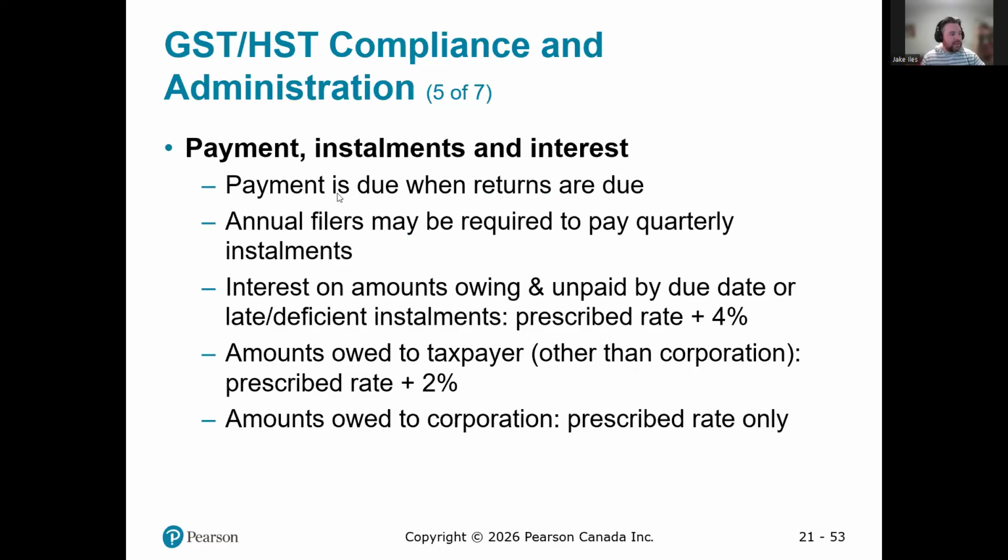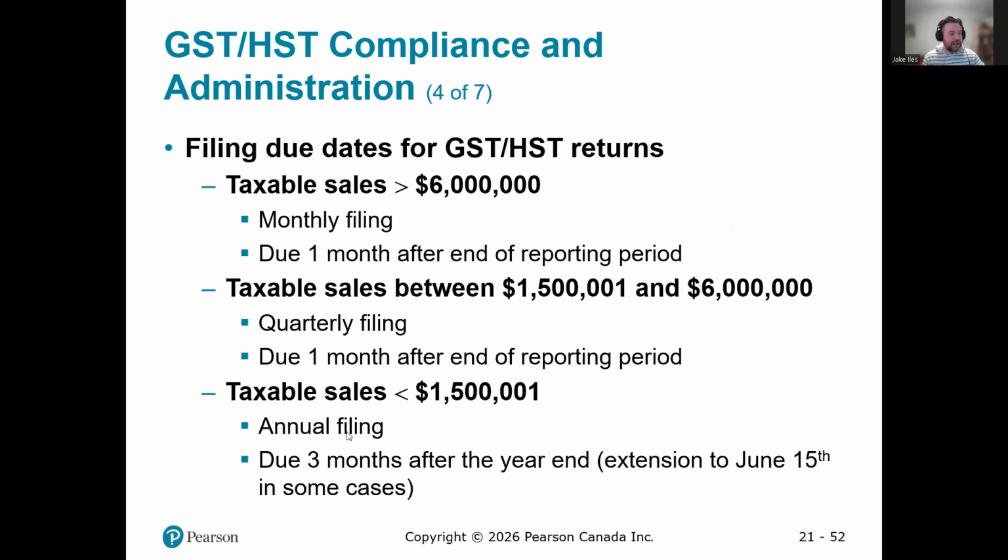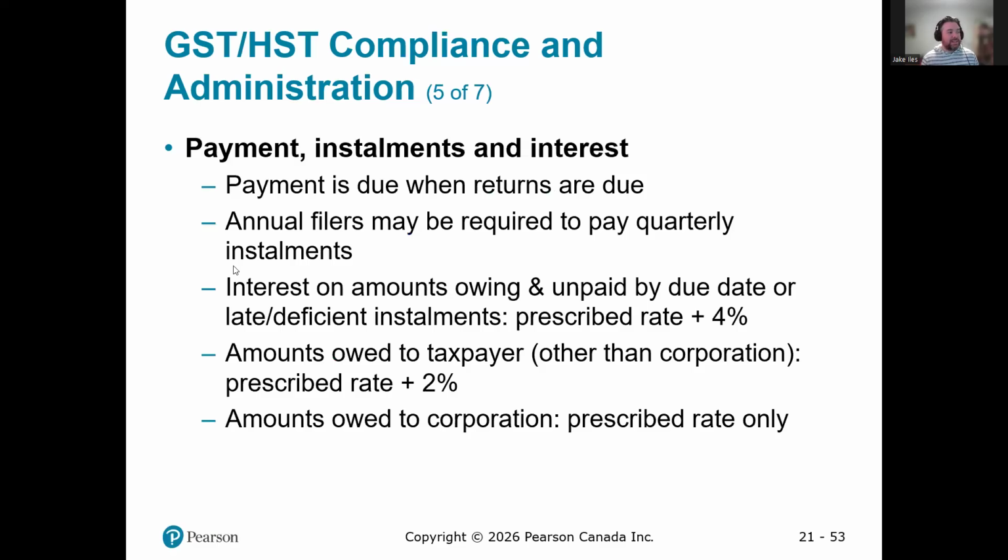Payments, installments, and interest. Payment is due when the return is due. So most HST payments are due within 1 month of the period end. Annual filers, because of annual filing, you're remitting your amount once a year. If that owed amount is high enough, they might still require you to pay quarterly installments. So if you have 2 years in a row where you owed a fairly large sales tax amount, they'll say, okay, well, you owed $6,000. So how about you pay $1,500 each quarter, and then we'll reconcile at year end.